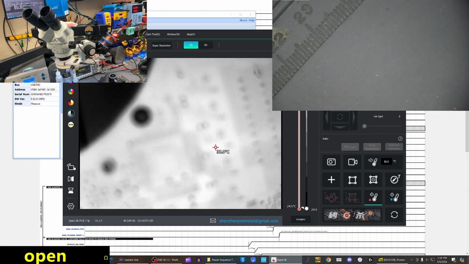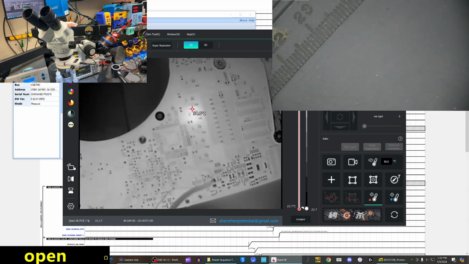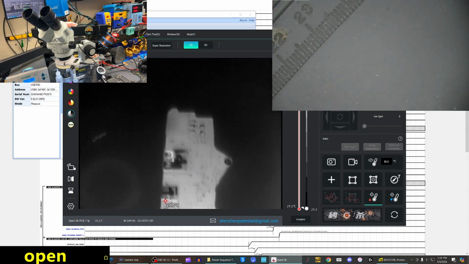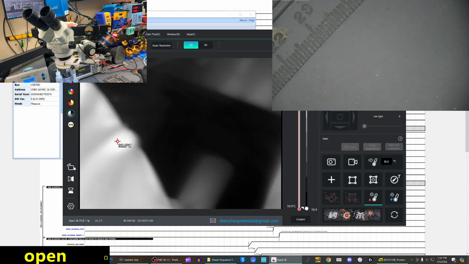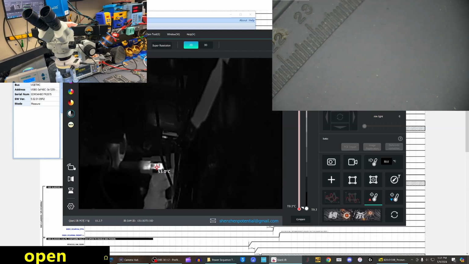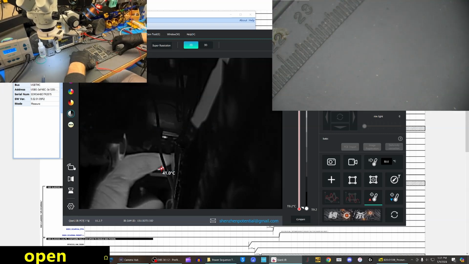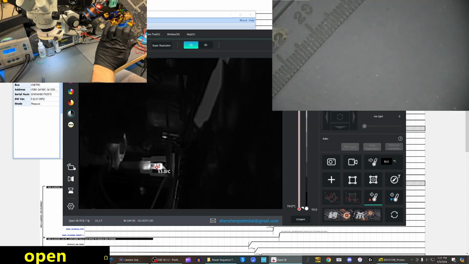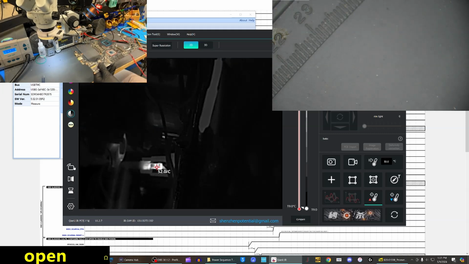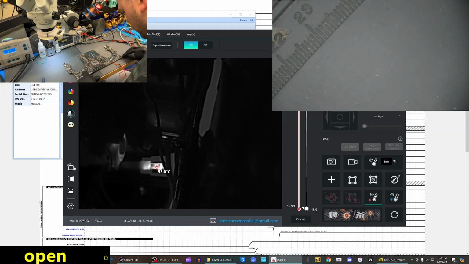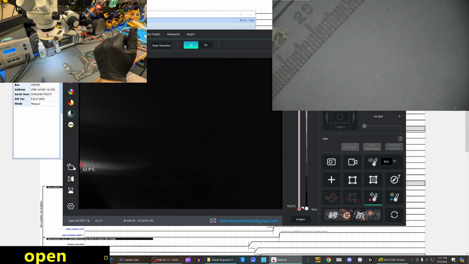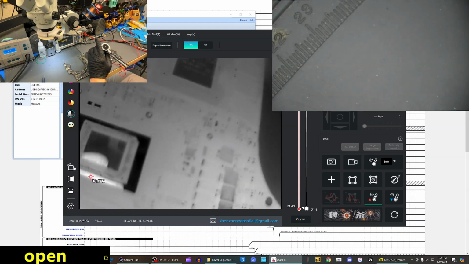Oh, is this? It looks like it's something on the other side of the board. So you see something kind of, we'll go like this now. See something right about here getting hot, and it seemed like it was on the other side of the board, so turn this over. And let's look, is that like right over here?